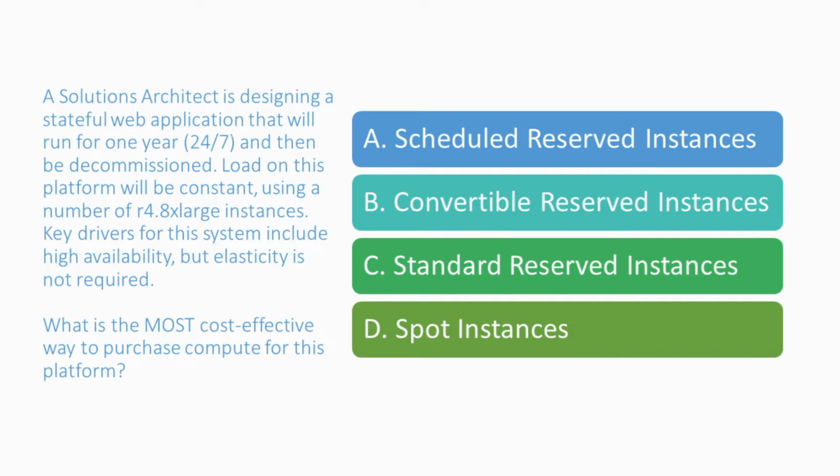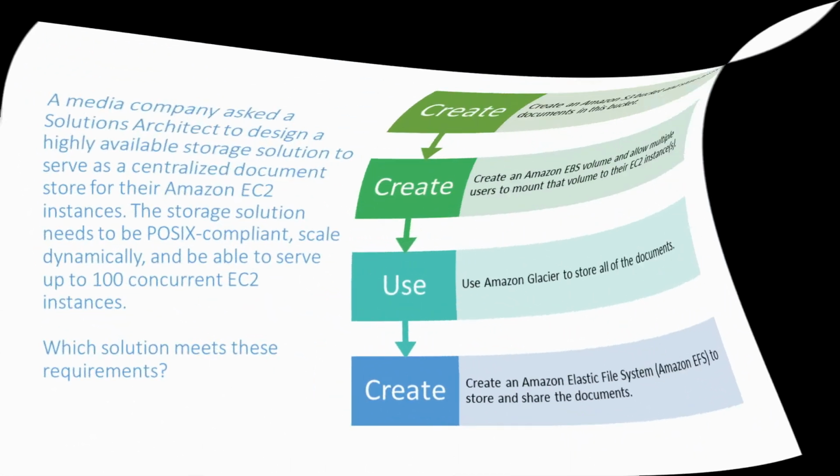Options we have: A. Scheduled reserved instances. B. Convertible reserved instances. C. Standard reserved instances. D. Spot instances. Correct answer for this question is option C. Standard reserved instances. Because standard reserved instances can be purchased for 1 year or 3 years, and will provide continuous service to the app. The scheduled instances are not an option since every month the service would be interrupted. Let's talk about the next question.